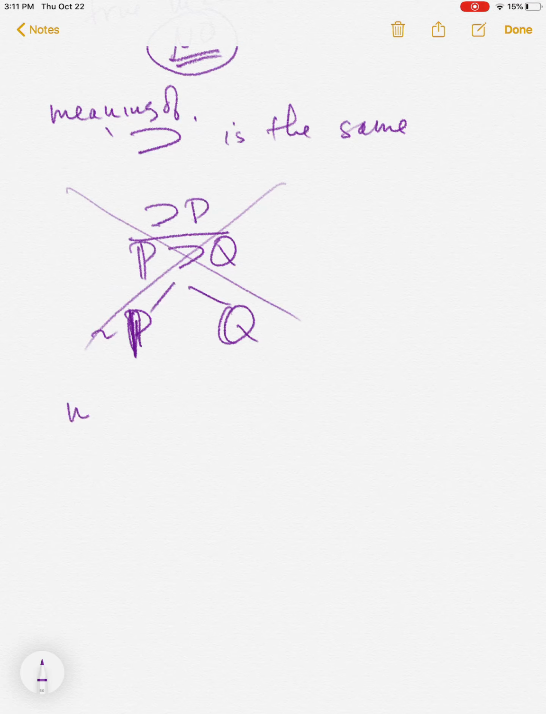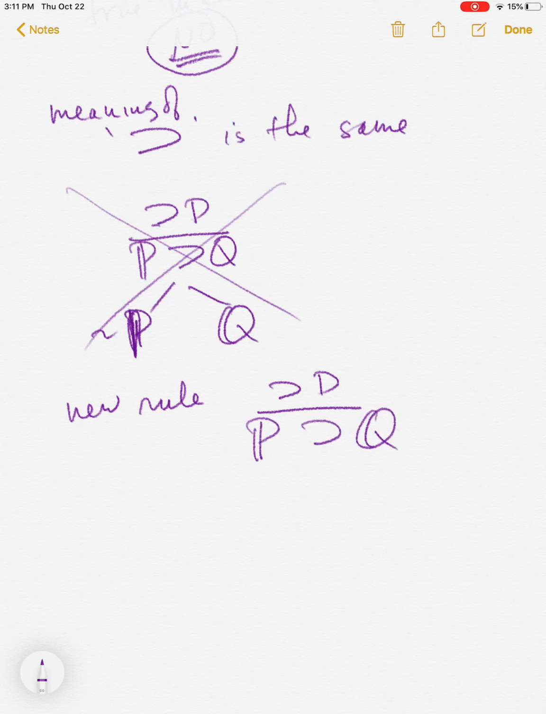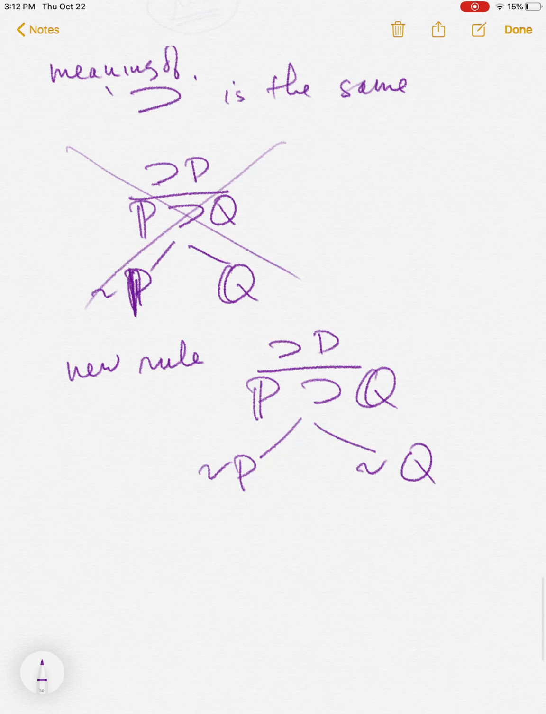And suppose instead we have the new rule for conditional decomposition, and it tells us that whenever we see a conditional, we have, say, I don't know, not P and not Q. Okay, so that's the new rule. Okay? And again, we're not changing the meaning of the horseshoe. So let's ask ourselves again, is it upward correct?